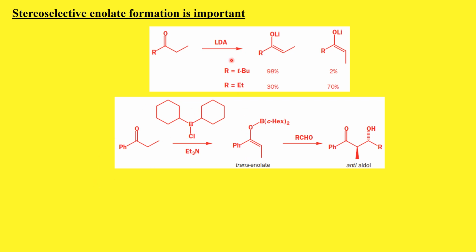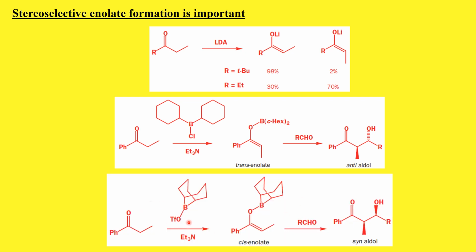This is the chemistry that I have also already discussed: when we use boron enolate, for example dicyclohexyl boron chloride, we get trans enolate, and when we carry out the reaction with the aldehyde we get exclusive anti-aldol. And when we use the 9-BBN boronate, then what we get is a syn-aldol exclusively. So these are the things that I have also discussed in my video.